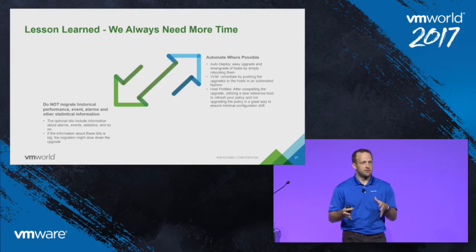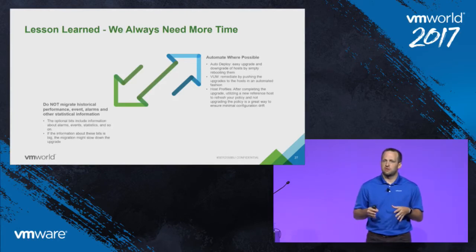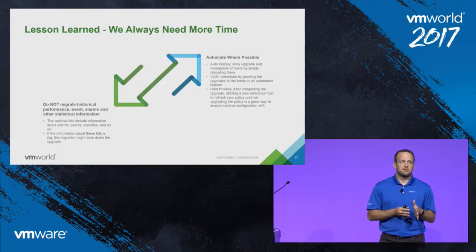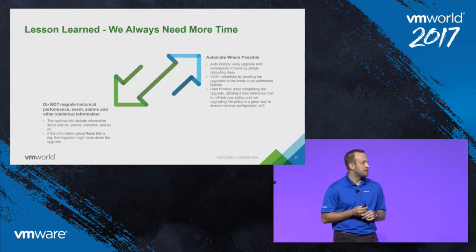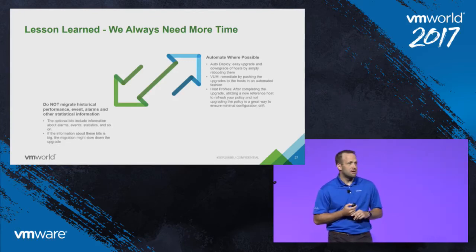So if you exclude the data, in our testing, our upgrades went from about 9 hours on the older virtual centers to about 40 minutes. It's a huge savings of time if you can survive without having historical performance data from 2 years ago. Hopefully it's already in vROps or in Log Insight. And then automate where possible.